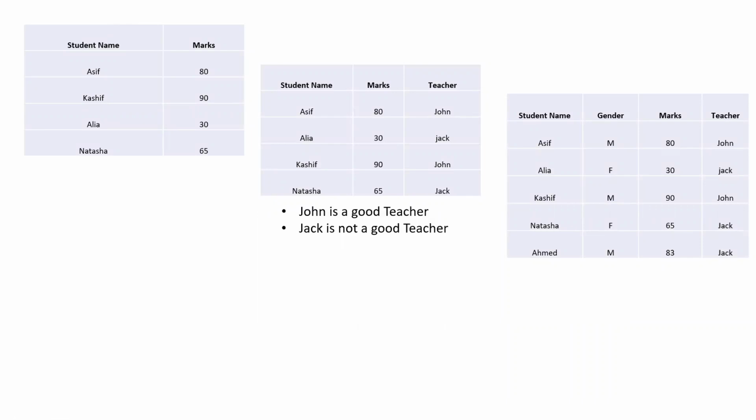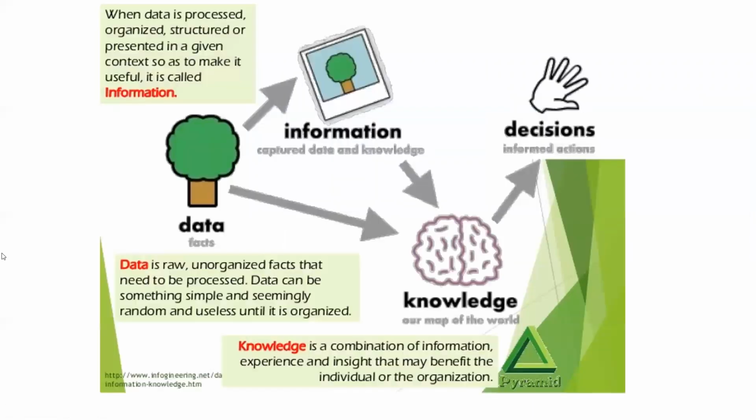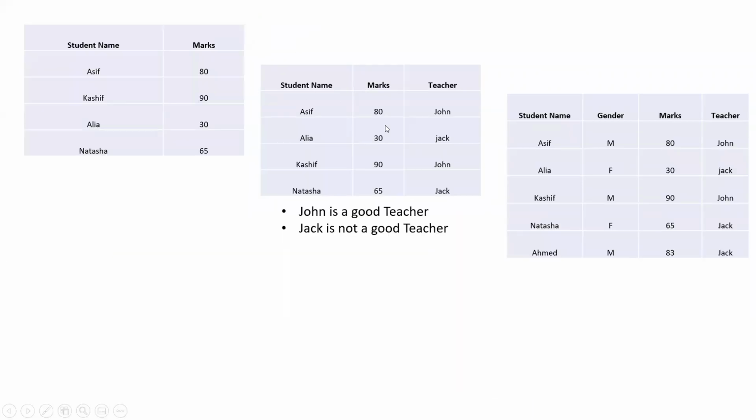Student is Asif, marks are 80. Student is Kashif, marks are 90. Student is Alia, marks are 30. And student is Natasha and marks is 65. Just raw data, not making that much sense. In the table in the middle, I added another column, and just by adding another column, let's see if we can generate some information out of it. It was the same table till here, student name and marks.